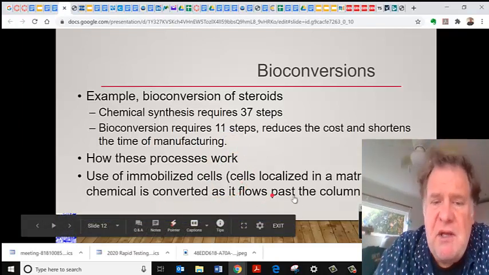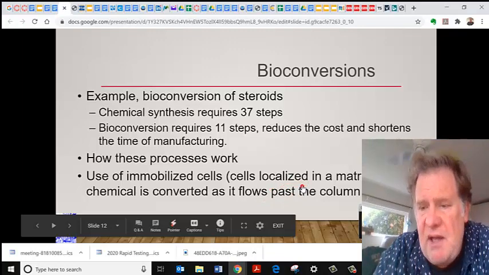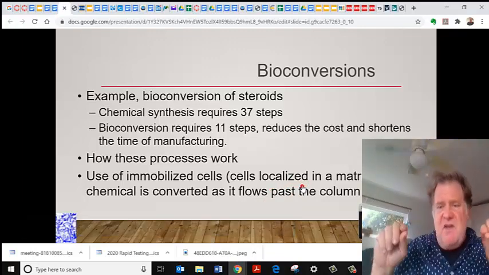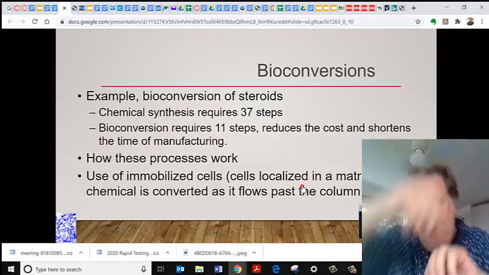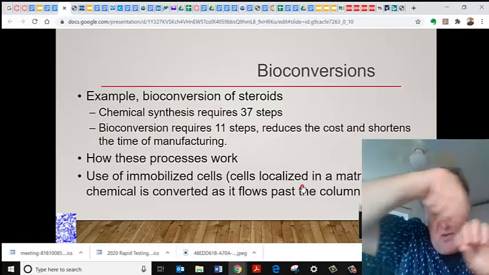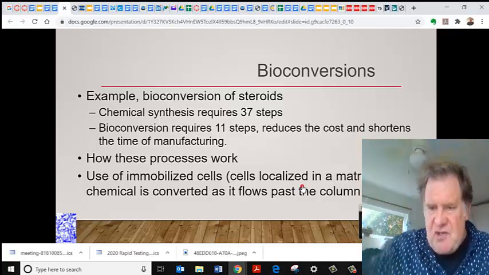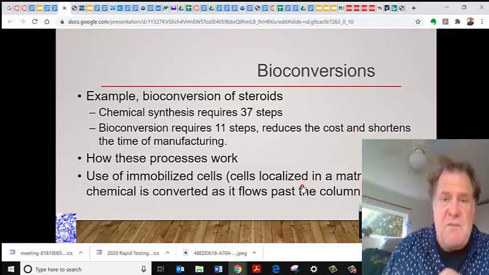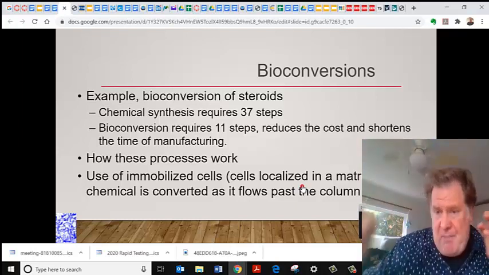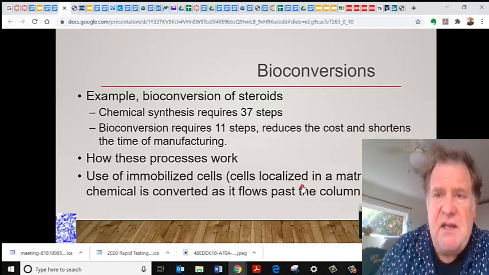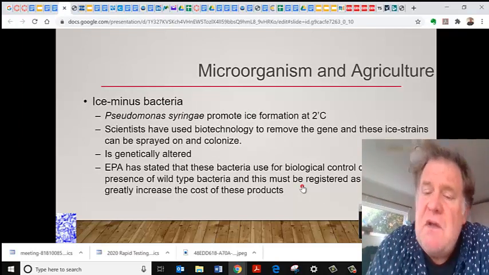Another thing that we can use is immobilized cells, so we localize cells in a matrix. What's really neat is we can make this a continuous process. There are 11 steps, and we could run this through. It goes through step number 1, and we see the first conversion. In step number 2, we see the second conversion. And so basically you can make your substance in a pipe, and the pipe is lined with these immobilized cells that go through and do the conversions.